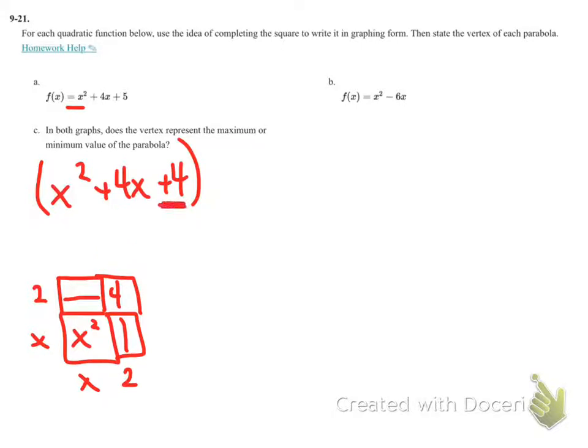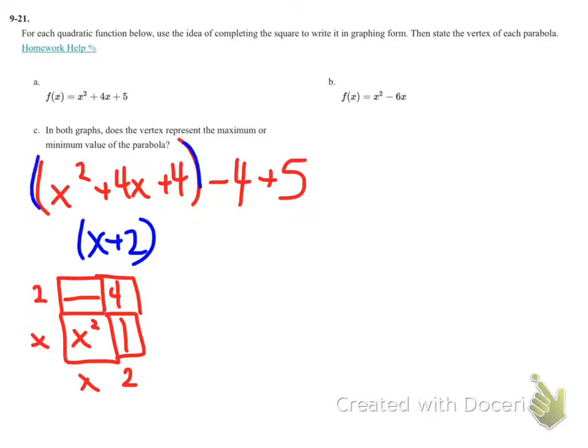I've added this into the problem, so I need to subtract that away. And the only thing I'm missing right now is this 5, so I do a plus 5. So once I have all that, I can now write this in my completed square. So I have x plus 2, that's this set of parentheses here. Negative 4 plus 5 is going to be plus 1. So I have f of x equals (x plus 2) squared plus 1.